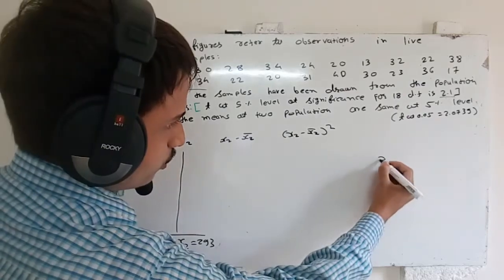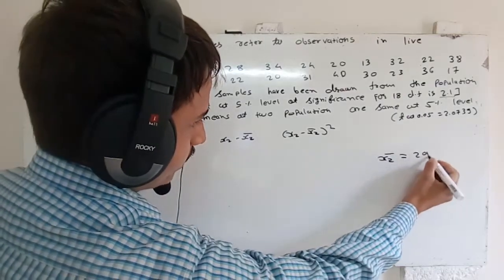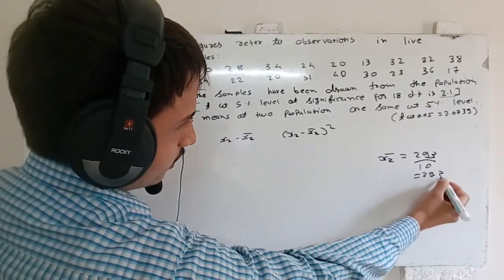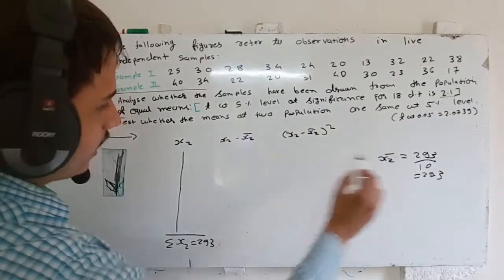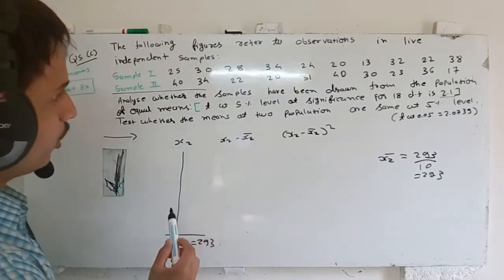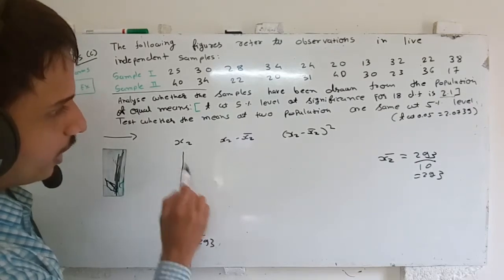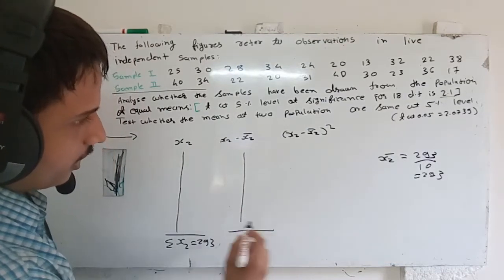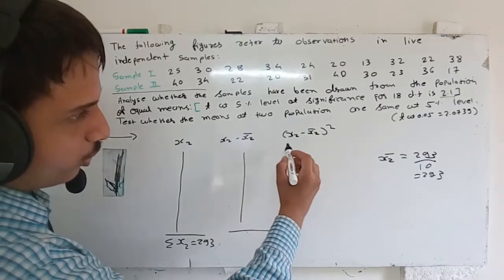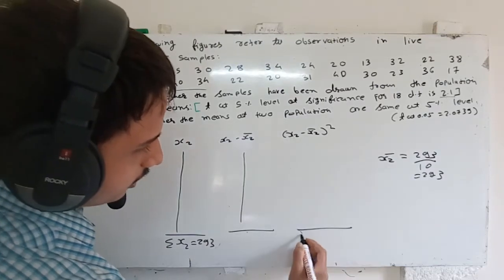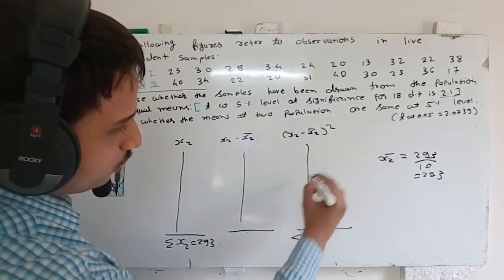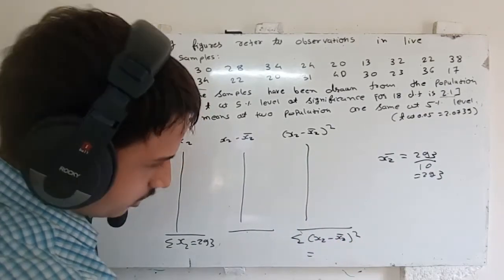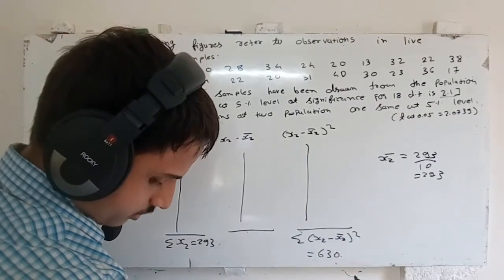After this you can calculate the mean value for x2. It is 293 divided by the total number of datas, which is 10, so 29.3. Then using this you can calculate the second column. You subtract this mean value from all the x2 values, so you will get this entire column, and you take the square of all these values to get the third column. If you sum all these values you will get sigma x2 minus x2 bar whole square equal to 630.08.